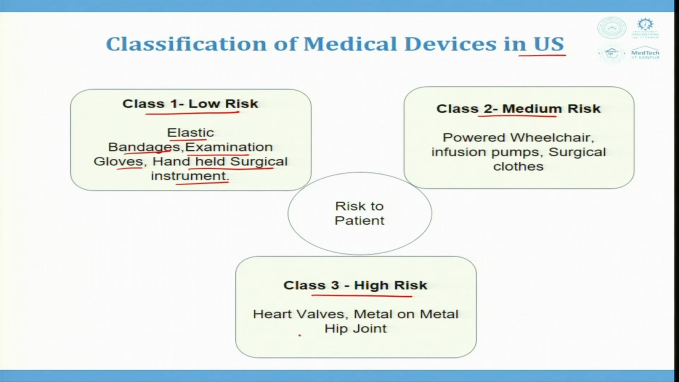Then high risk devices, that is the heart valves, metal on metal hip joints, these are prone to high risk because they go inside the body. In between we have medium risk devices which fall in class 2, with examples such as powered wheelchair, infusion pumps and surgical clothes also. So, it depends upon what is the risk to the patient in using the medical device.